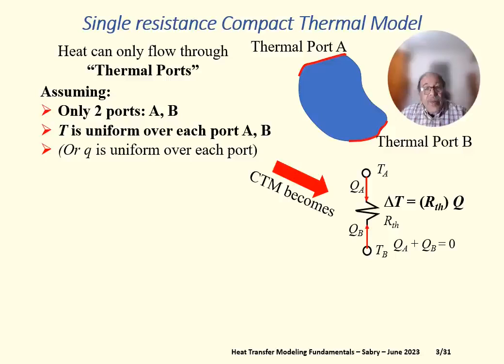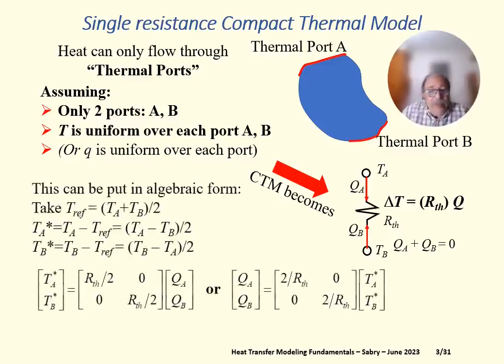When I do this, I can present the model in the form of delta T equal to a certain resistance multiplied by Q, just like Ohm's law. Now, some algebraic manipulations in order to put this in the matricial form, which will be useful for the sequel.